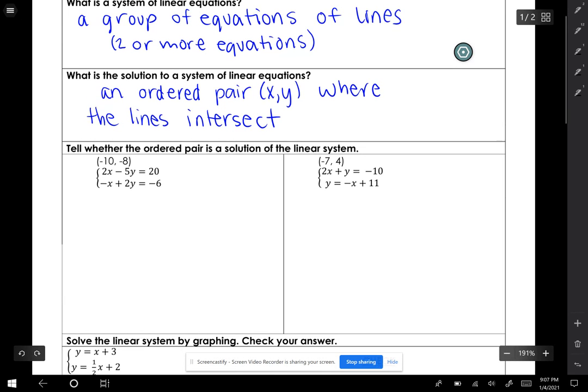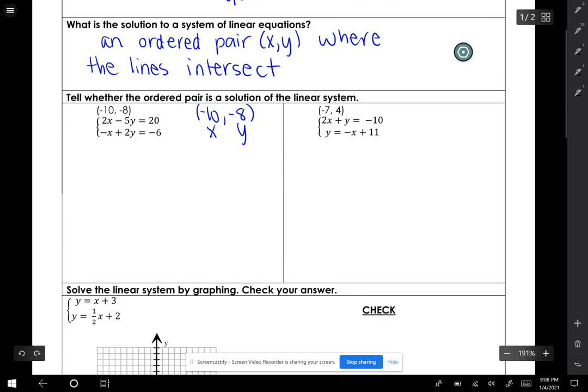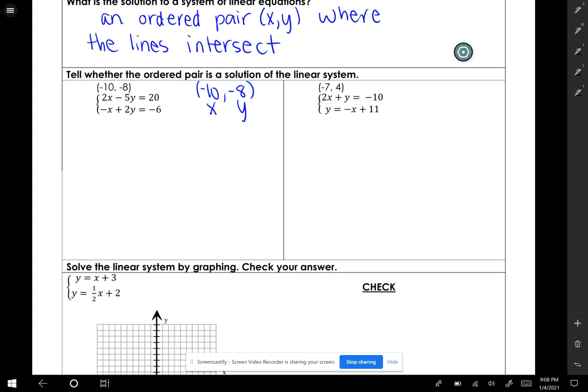Now, first we're going to start with examples where we're looking to see if a point that they gave us is a solution to a system. So this is kind of like checking your answer to make sure it works. Okay. So in this first problem, they give us -10 comma -8 as our answer. -10 is our x value, -8 is our y value. We're going to plug those numbers in for x and y into each equation and simplify to see if it checks out. So it's just like when you would check your answers on solving equations.